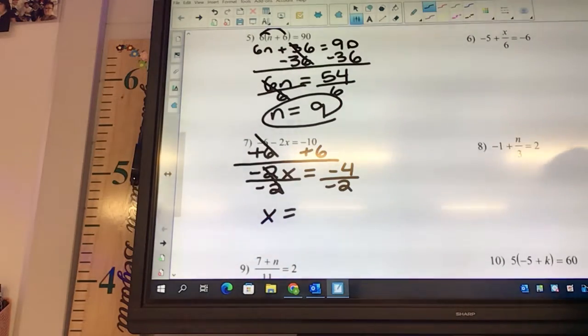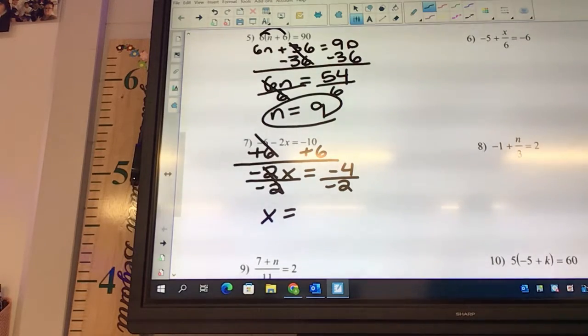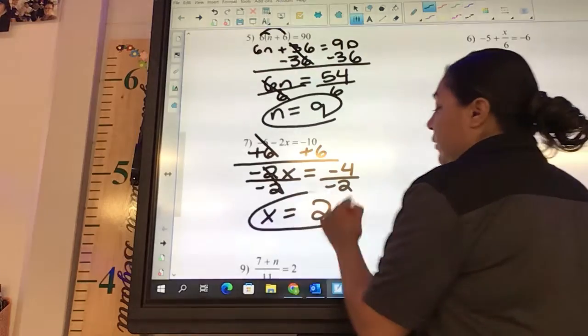Okay, negative 4 divided by negative 2. 2. Okay, what's a negative divided by a negative? Positive. And what's 4 divided by 2? 2. Okay, so you can kind of do those in two pieces. My suggestion is always to use a calculator.